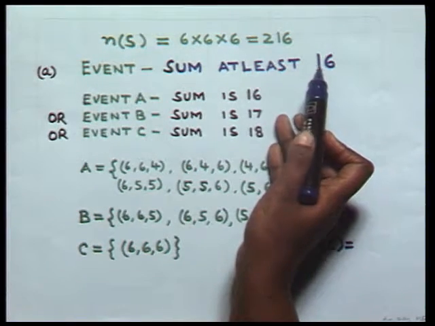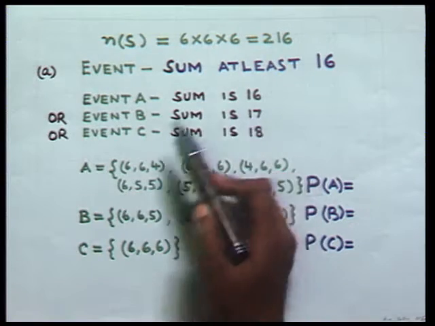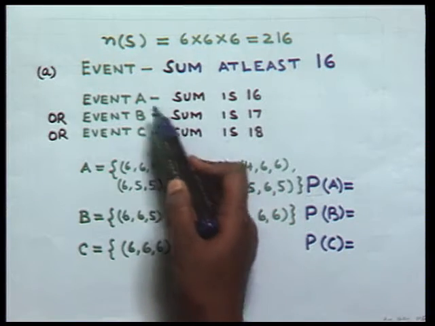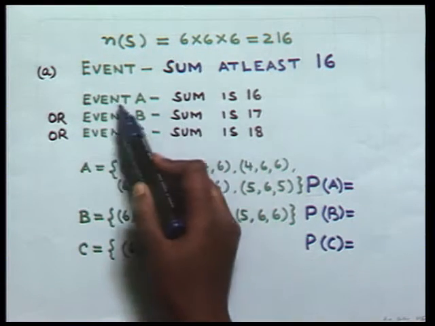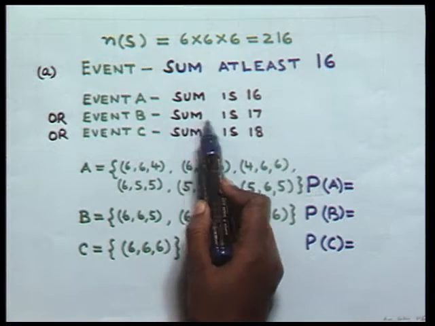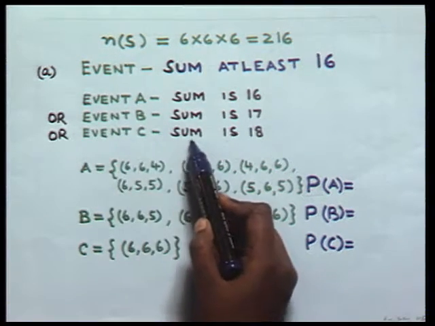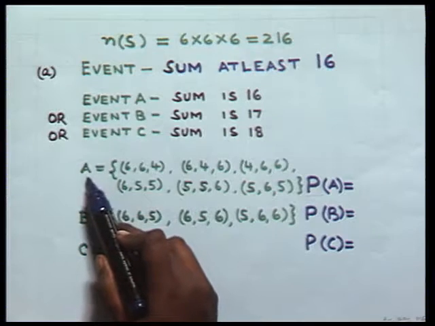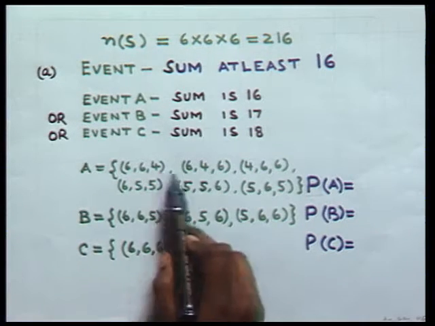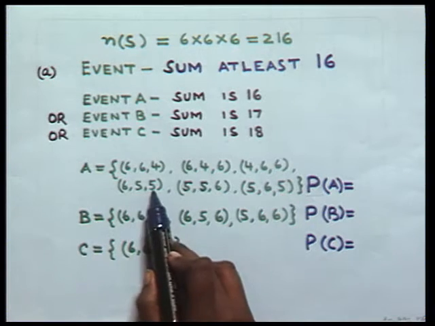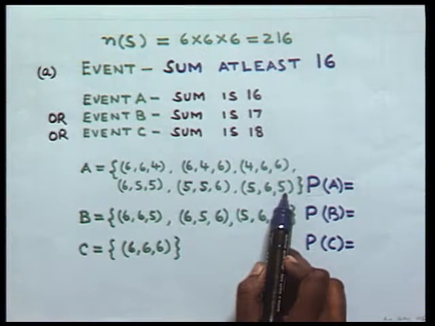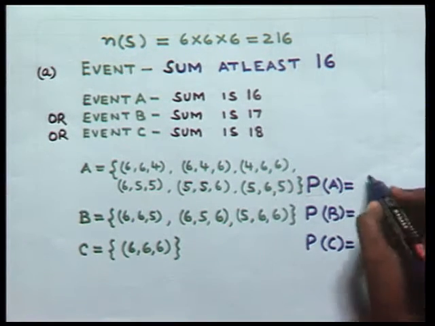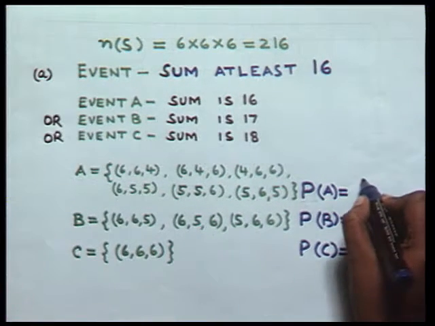Now, let us come back to the event, that is getting the sum at least 16. This event will occur if the sum is 16 or the sum is 17 or the sum is 18. Let us define the first, that is sum is 16, as event A, sum is 17 as event B, and the third, that is sum is 18, as event C. The favorable outcomes for event A are 664, 646, 466, 655, 556 and 565. That means there will be 6 favorable outcomes for event A, and therefore, probability of event A is equal to 6 upon 216.